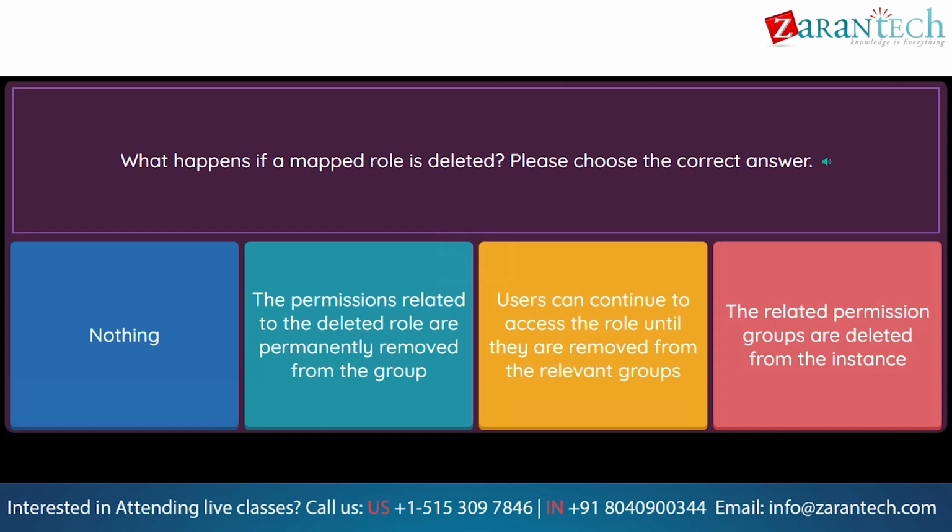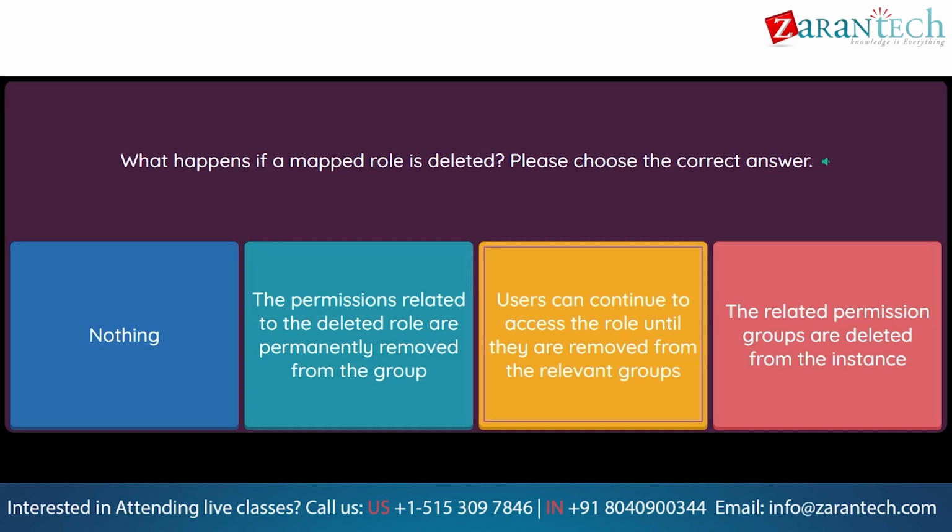Question: What happens if a mapped role is deleted? Please choose the correct answer. Option 1, nothing. Option 2, the permissions related to the deleted role are permanently removed from the group. Option 3, users can continue to access the role until they are removed from the relevant groups. Option 4, the related permission groups are deleted from the instance.